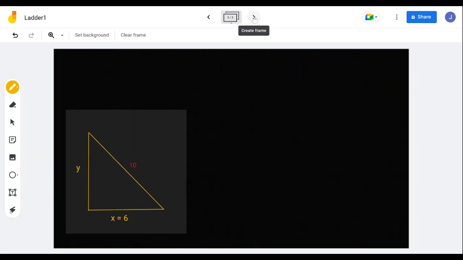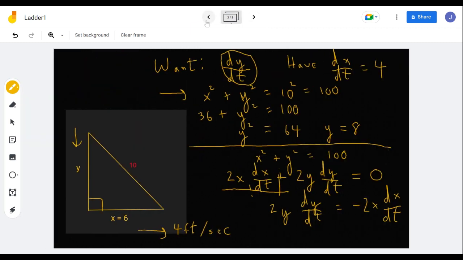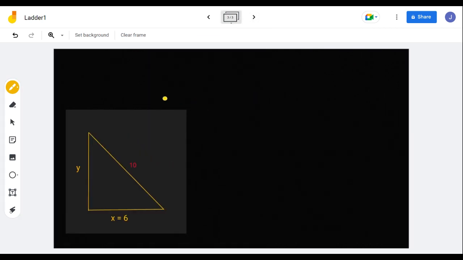And let's see here. So I'm going to just go to my next slide here, and 2y dy/dt is negative 2x dx/dt. So I'm just going to copy that down here. 2y dy/dt is negative 2x dx/dt. So at this point in time, what do we know? We know, so we have everything. And really, if we divide both sides by 2, those 2's are going to go away. So we can just ignore those.